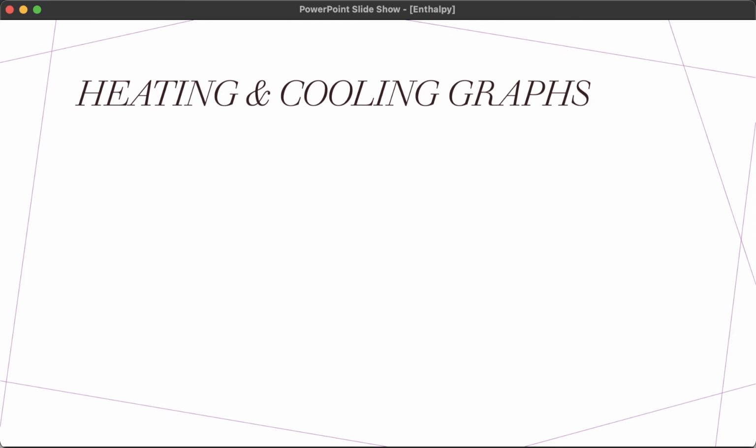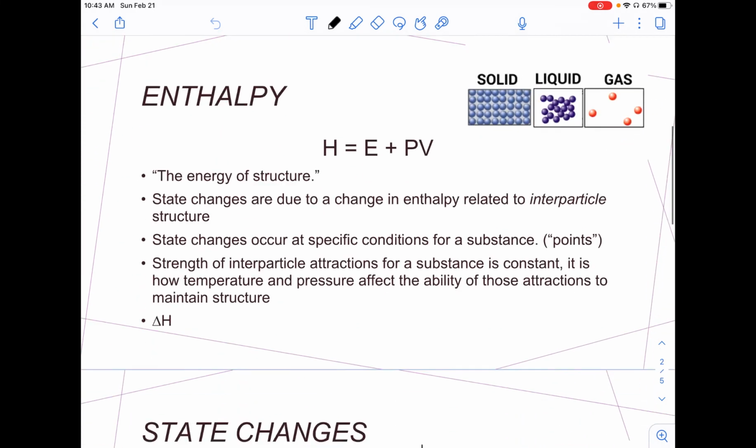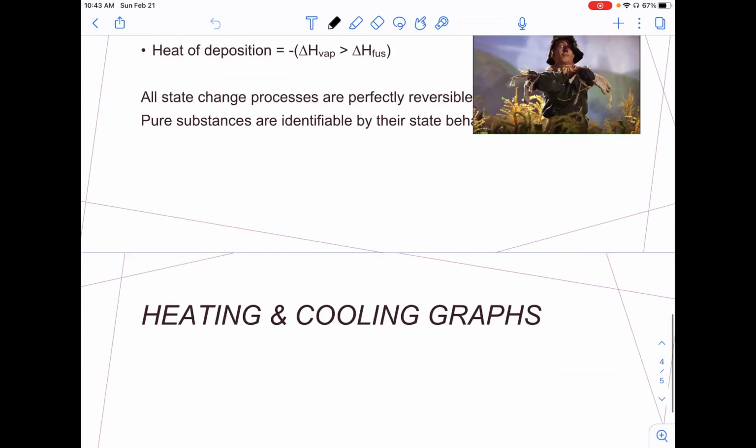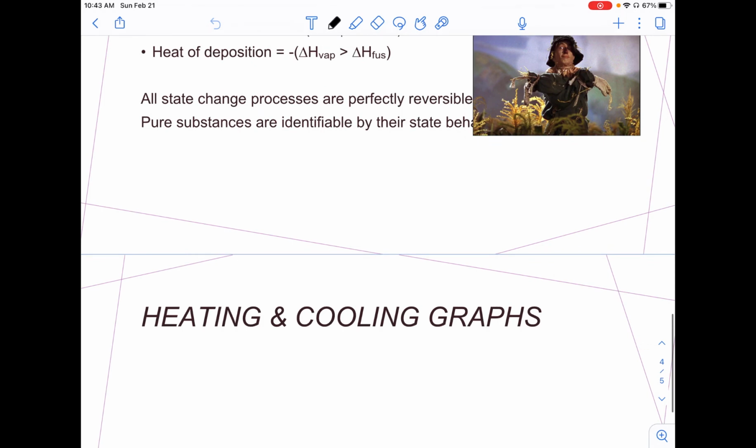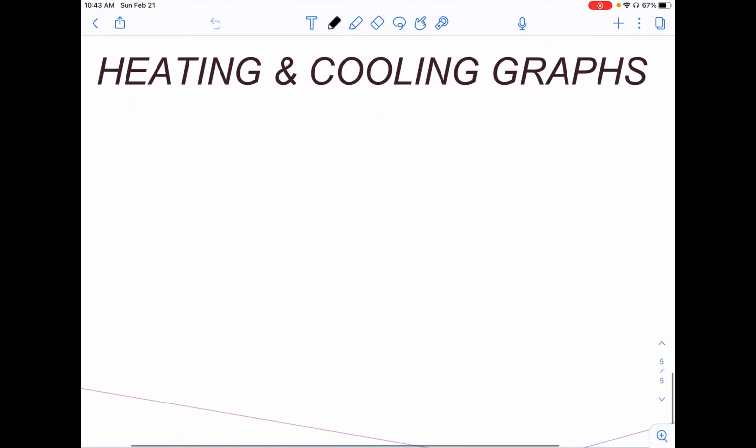I'm going to switch over to another source now. So quick stopping point here, and then I'm going to talk you through some heating and cooling graphs, and then we'll wrap this up. All right, so I've switched sources over to my Notability app here. So this is the same presentation that we went through, and we ended up here after Mr. Scarecrow and said that we were going to look at some examples of heating and cooling graphs. I'm going to zoom this in a little bit.